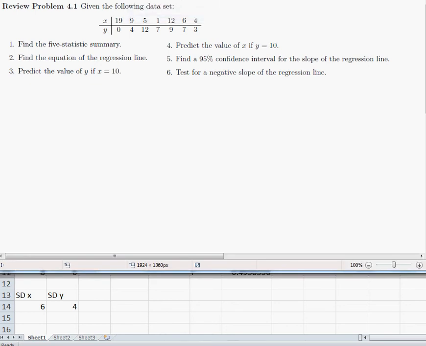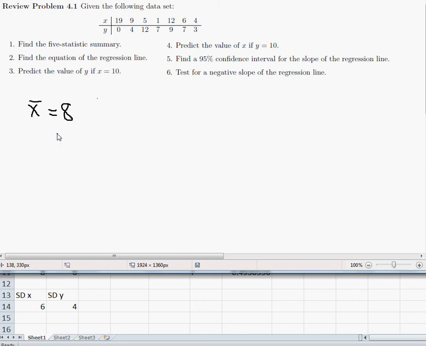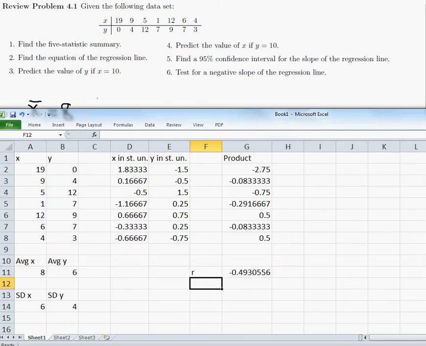The next part of the question was to find the equation of the regression line. So let me write down the important information here, that x bar was equal to 8, while the standard deviation of x was 6. Y bar worked out to be 6, while the standard deviation of y was 4. And the correlation coefficient we worked out to be negative, I believe, 0.491 approximately. 493, I'm sorry.